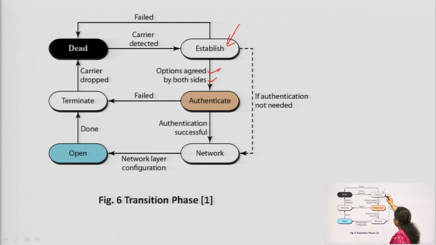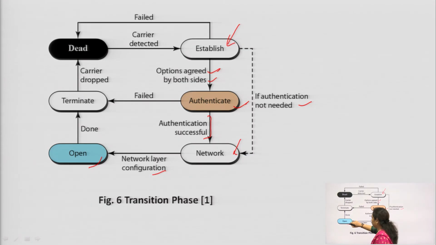So this is how you have to establish, then the options agreed by both sides will have to be checked, then authenticate, and authentication successful. If the authentication is successful, then the network will be formed. Sometimes we do not require any authentication; if authentication is not required, then after the establishment the network will form automatically. This is followed by the network layer configuration. It can be open or it can be closed.